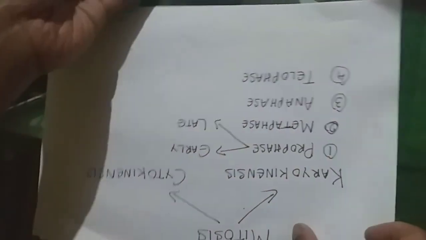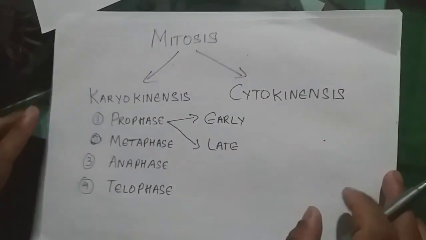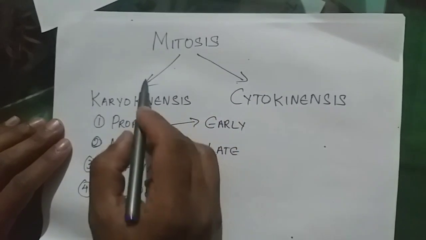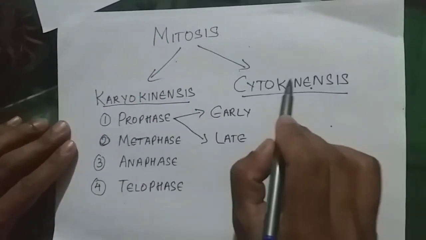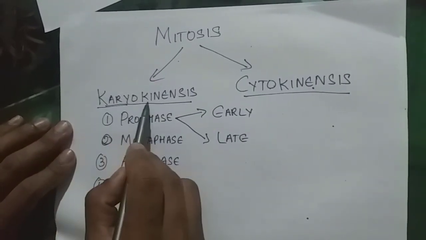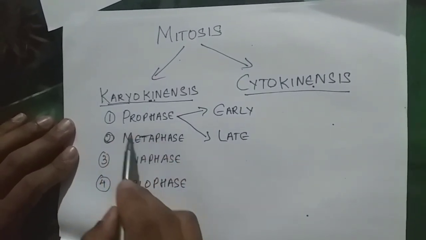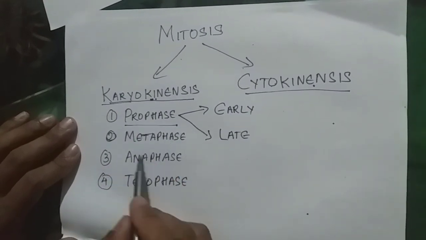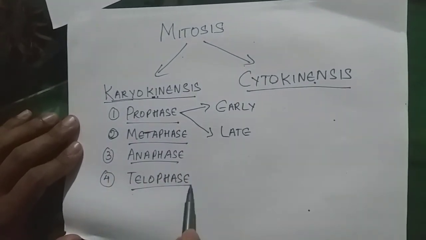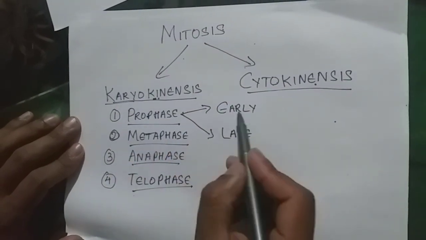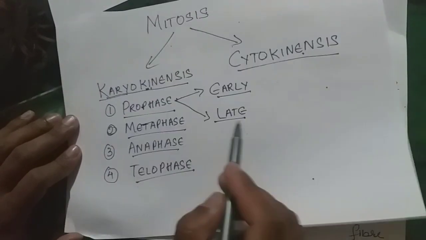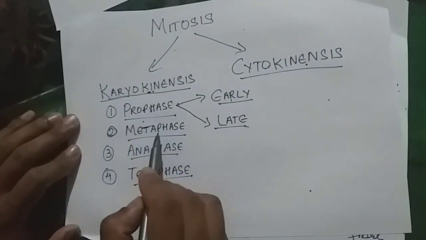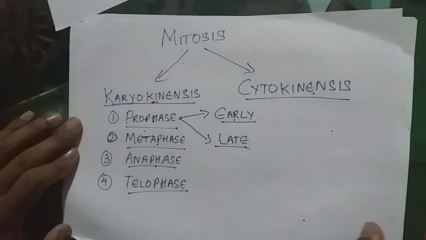So, talking about karyokinesis, mitosis occurs in two stages: one is karyokinesis, another is cytokinesis. You can see there are sub-phases of karyokinesis. It occurs in four phases: prophase, metaphase, anaphase and telophase. Prophase again occurs in two categories, early prophase and late prophase. So early prophase, late prophase, metaphase, anaphase and telophase. We will discuss them one by one.